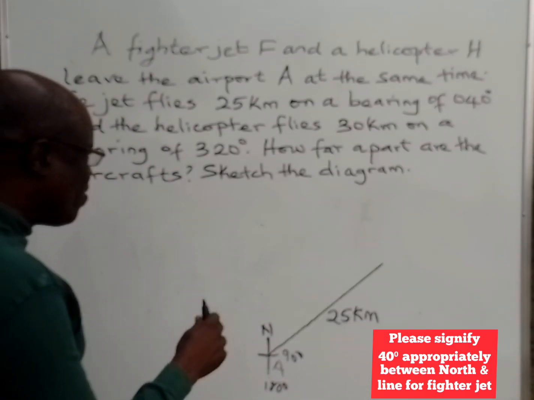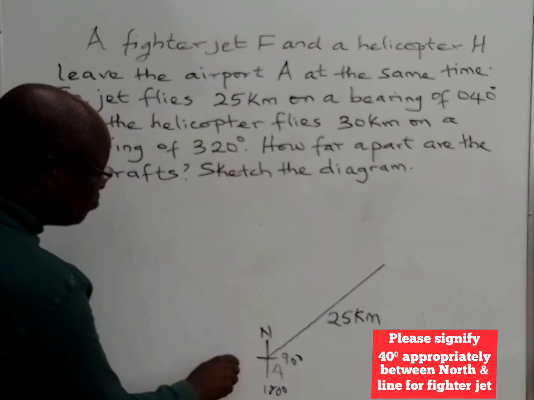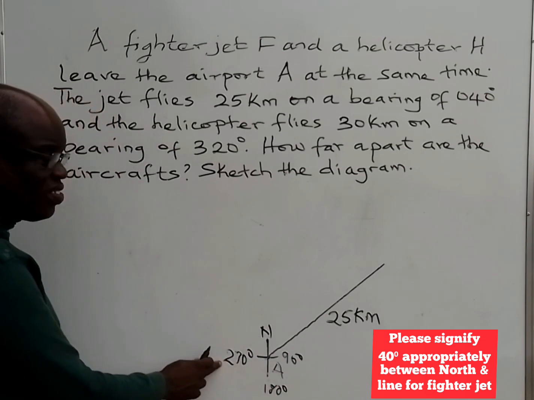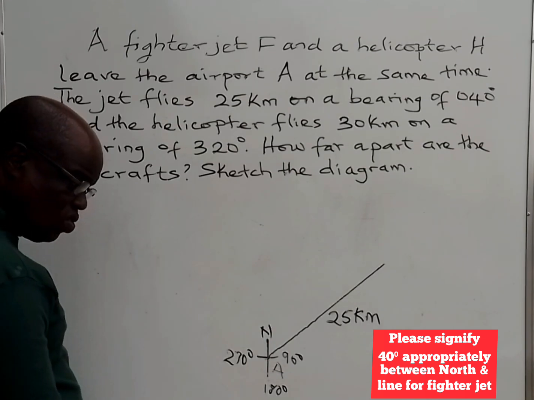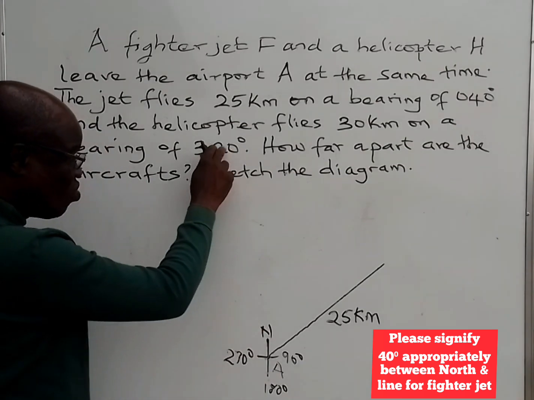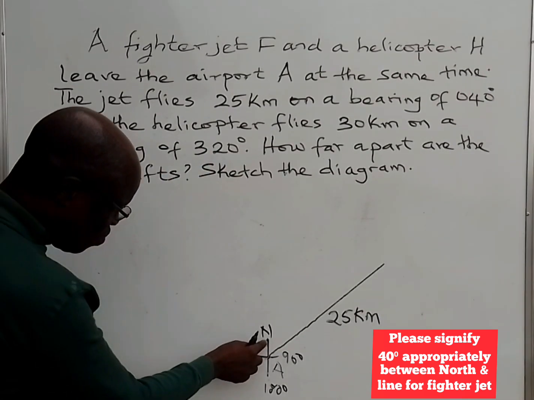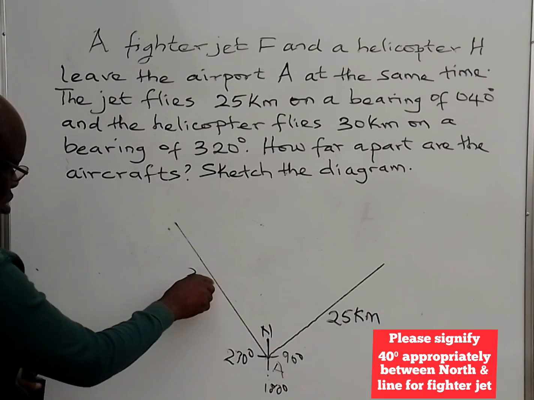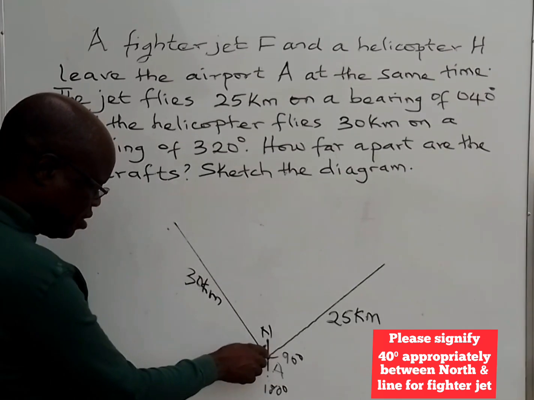Now for the second one, which is the helicopter, you have 320 degrees. Don't forget that I said always start from the bearing. So we have 320 degrees. This is 180 and this is 270. If you add 90, 90, 90, you have 270 here. 320 degrees is in between 270 and 360. You remember that you start from here, 180, 270, then you are going to 320, which means it remains 40 degrees before it gets to 360. So you can measure from here to this place, 40 degrees there. This is 30 kilometers.